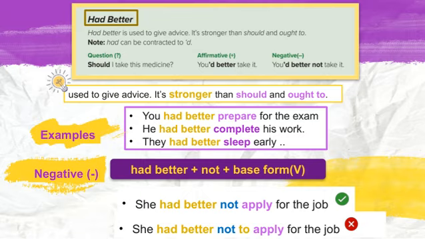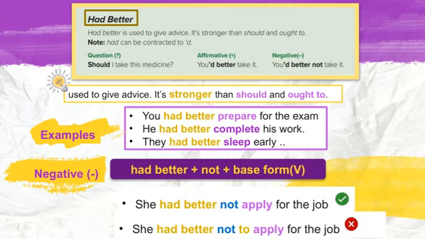Notice that we say not after had better, and we keep the verb in its base form. It's important to remember that the structure is had better not plus the base verb, not to plus the verb. For example, you wouldn't say, "She had better not to apply," which is incorrect. Some more examples include, "You had better not prepare for the exam late," or "He had better not forget his keys." These are used to strongly advise against doing something, emphasizing that it's not a good idea.